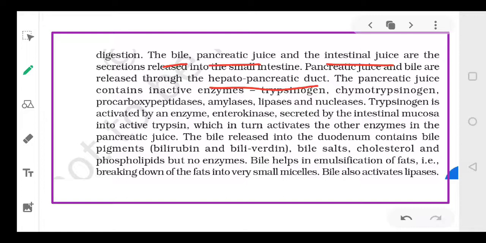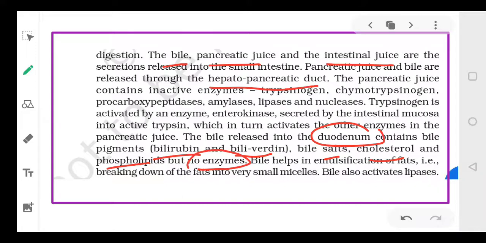Your pancreatic juice contains two enzymes specifically. One is trypsin, another is lipase, and both are in inactive form, and they have to be activated. The bile is also released into the duodenum. It contains two pigments, bilirubin and biliverdin, and also some salts, cholesterol and phospholipids, but there are no enzymes.